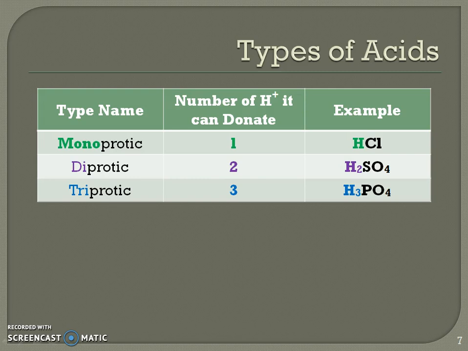Mono 1, di 2, tri 3. So let's look at an example. What is that really talking about? It's really talking about how many H+, how many hydrogens are in that acid. So if there's one hydrogen in an acid, it can only donate one H+ ion. If there are two H+ ions in the compound, that means it can donate both of those.